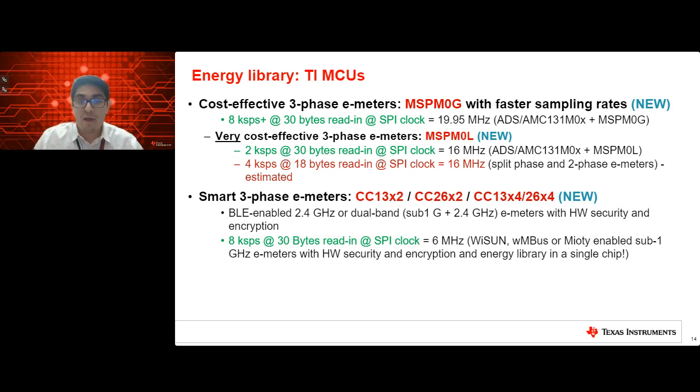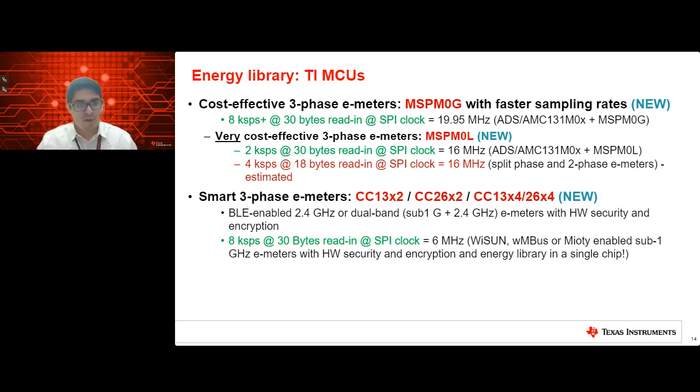For very cost-effective, so even if the MSP-M0G is still a little bit too pricey, we have the MSP-M0L. For that one, we've been able to successfully read 2 kilosamples per second with a SPI clock of 16 megahertz there. And we estimate that it should be able to get up to 4 kilosamples per second with that 16 megahertz. We've been focusing, though, on the MSP-M0G. That's per second is estimated right now.